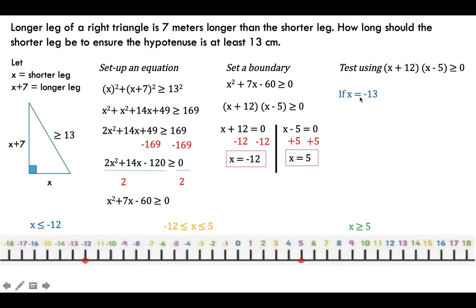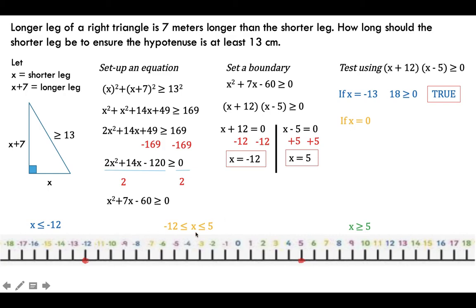Now, you have an option to choose any value in each region because all of them represent these inequalities. But I prefer to use the number closer to 0 because it is easier to use. For the first region, I use negative 13. If we substitute negative 13 into this inequality, we will get 18 is more than or equal to 0. Is it true? Yes, it is.